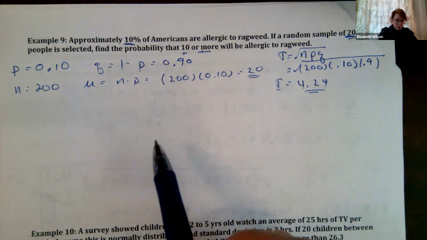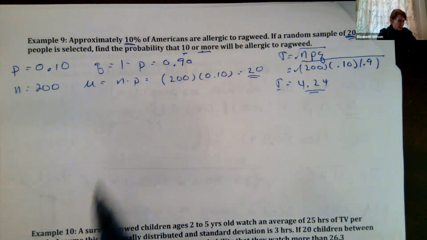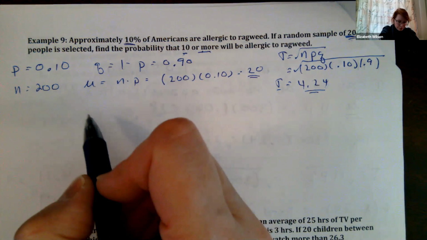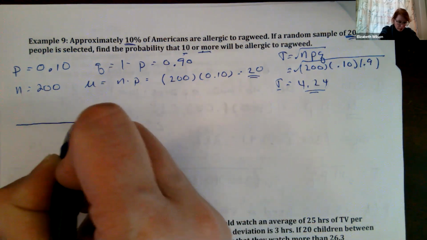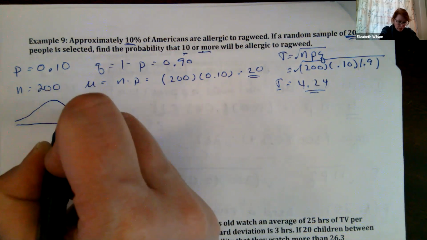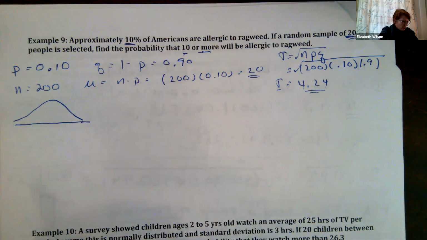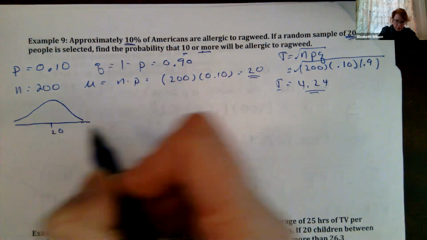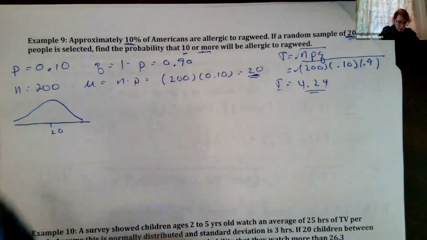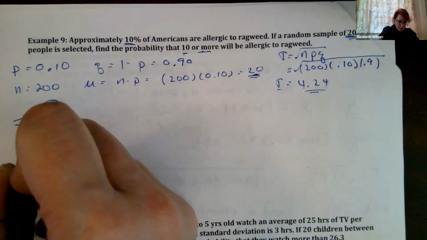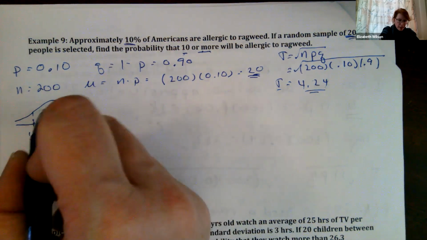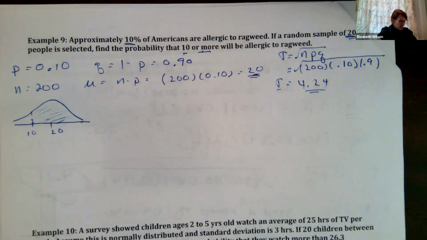Okay, so let's think about what's being asked. They want the probability that 10 or more. So what I need to think about is like this. Let's think about our sample. Our mean is equal to 20, and then we're asking for 10. The probability that 10 or more is going to be equal to that.